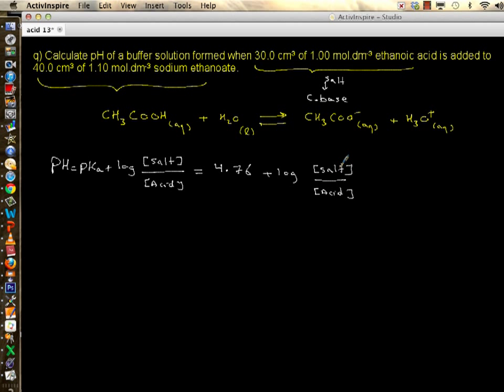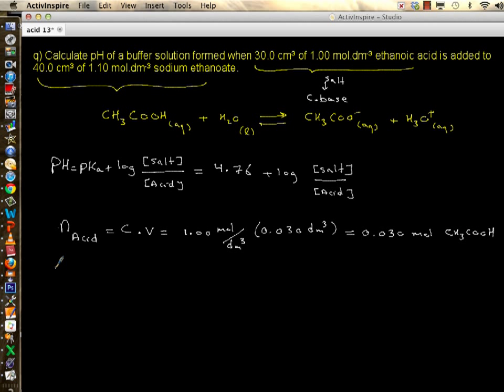Now let's see what we are going to do to find concentrations, because we have different volume. So what I'm going to do is find moles of acid first. Moles of acid is simply concentration of the acid times its volume. So I have 1 mole per decimeter cube multiplied by its volume, which is 0.030 decimeter cube. I divided by 1,000. If you do this, you get 0.030 moles of CH3COOH.